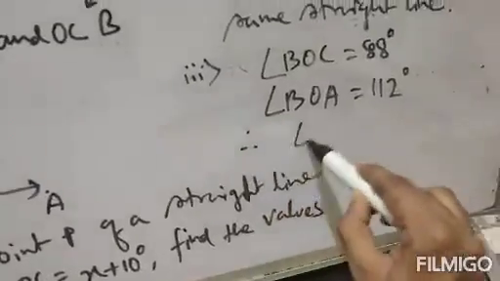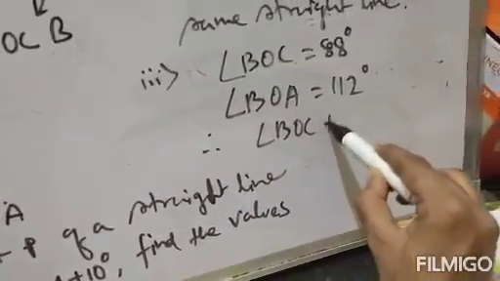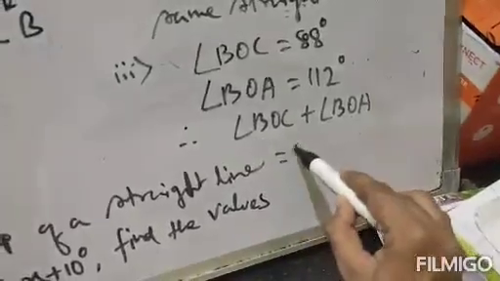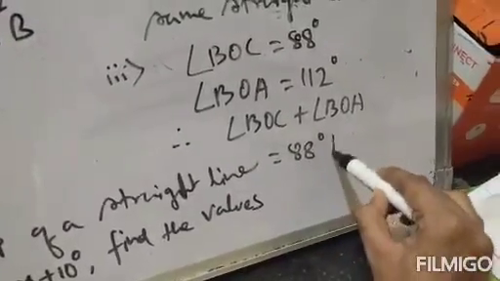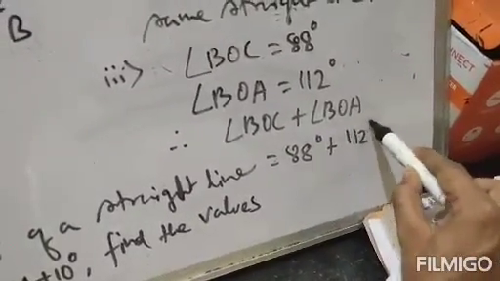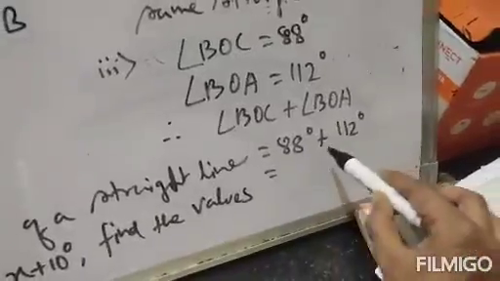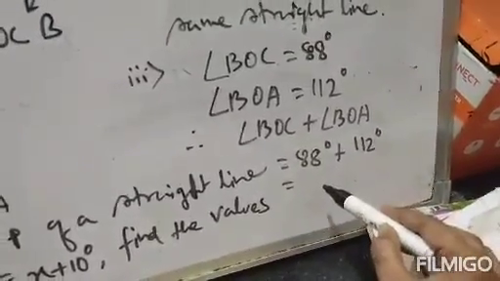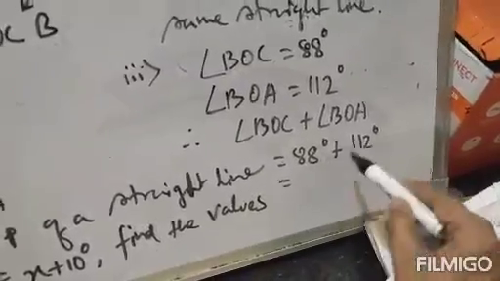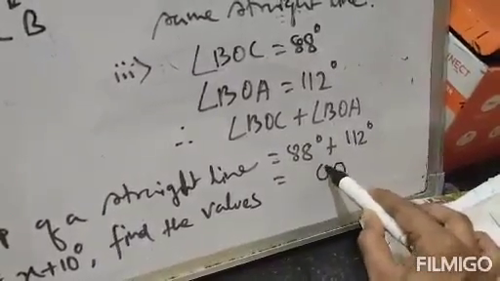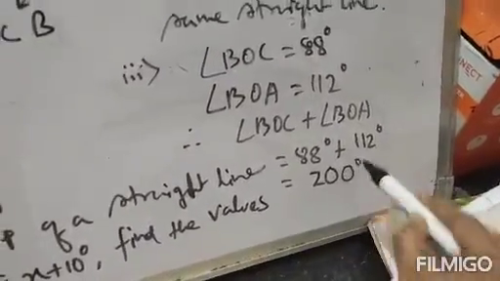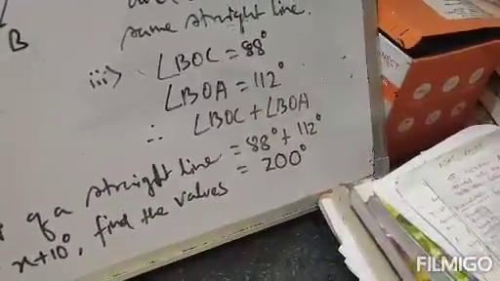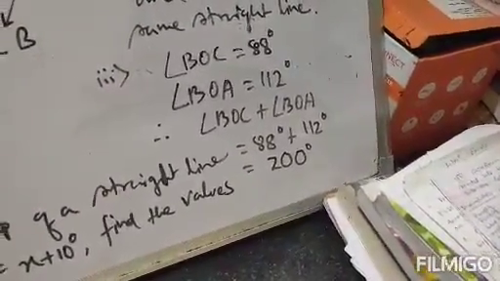Now find the sum of these two angles, that is angle BOC plus angle BOA. That means BOC is 88 degree and BOA is 112 degree. So just add: 188, 188 and 12. It is 200 degree. If you add 112 plus 88, it is 200 degree.